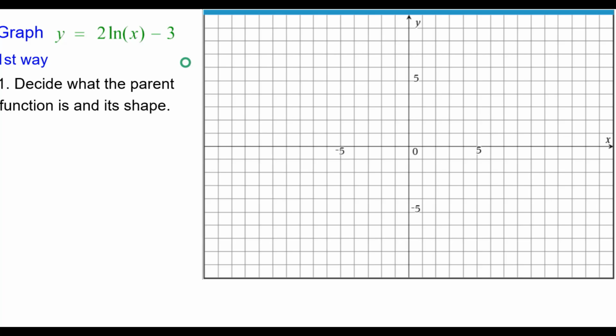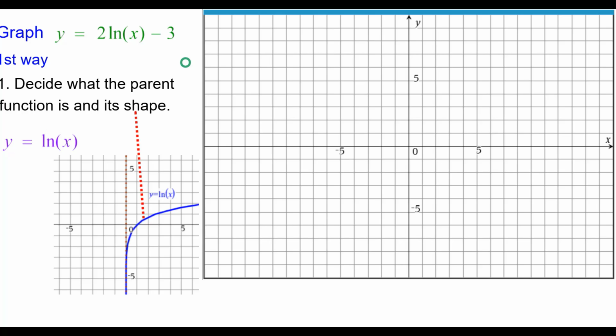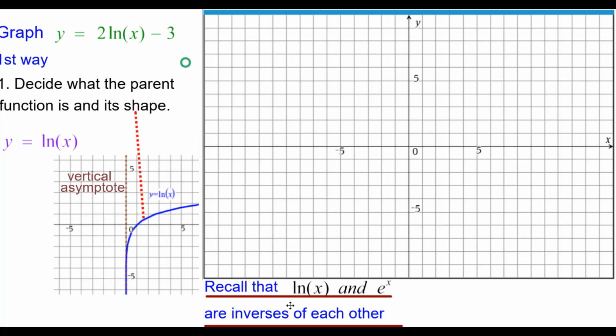Let's decide what the parent function is and its shape. Parent function is y equals the natural log of x, and it's shaped like this. Looks like an easy chair kind of dumping you out. Keep in mind it also has a vertical asymptote, and that the natural log and e to the x are inverses of each other, which means we interchange the x and y coordinates.